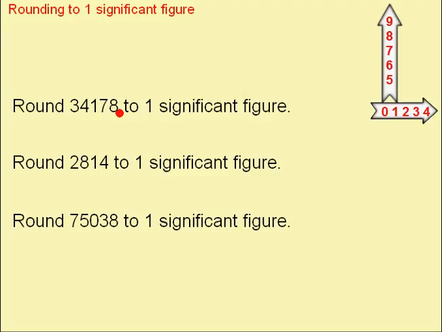So to answer this question, I draw a line after the first figure, and I look at this one here. It's a 4, so the 3 is going to stay as it is, and I fill in with the correct amount of zeros. I draw my line here and focus on the 8. That's going to round the 2 up to a 3, and then I fill in with the correct number of zeros. For the last one, I draw the line. The 5 is going to make the 7 round up to 8, and then I need the correct number of zeros.